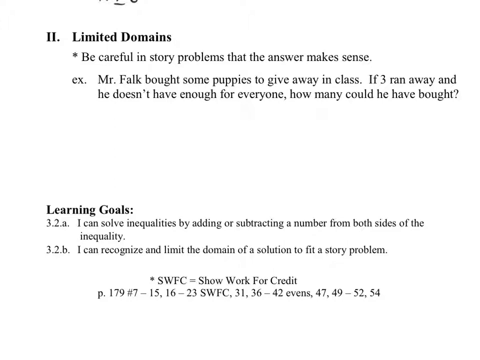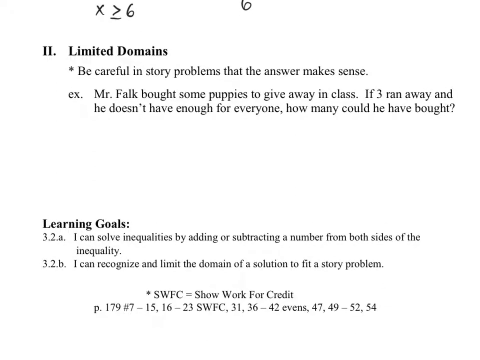So if you look at class, we have 1, 2, 3, 4, 5, 6, 7, 8, 9, 10, 11, 12, 13, 14, 15. So there's 15 of us. So I started out with P puppies. If 3 ran away, what are we doing to P? Minus 3. And now I don't have enough, so that means it's... 15? All right, 15.